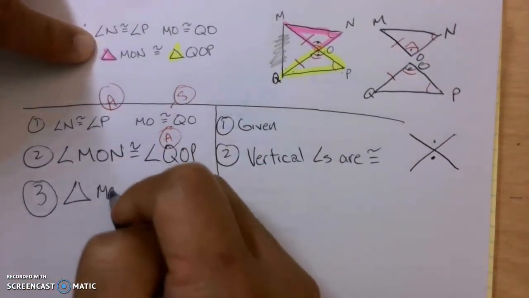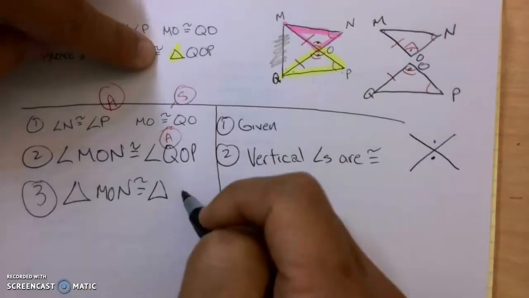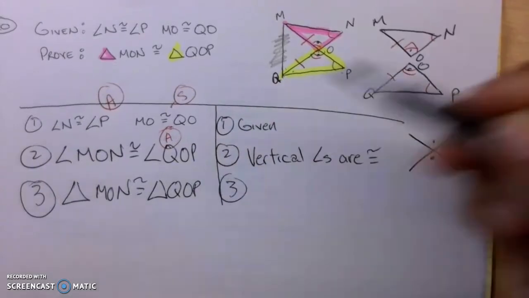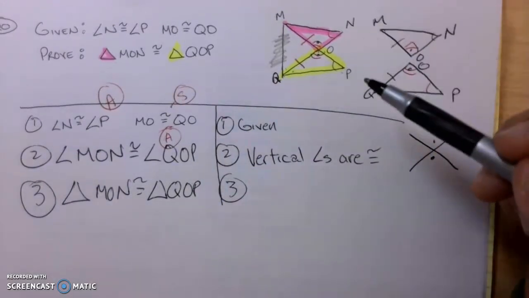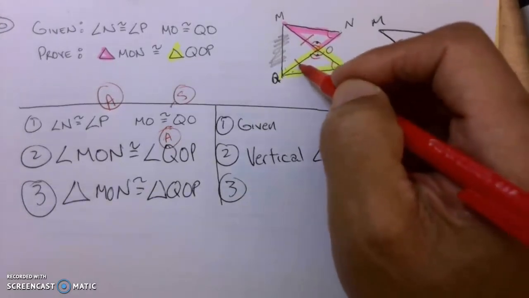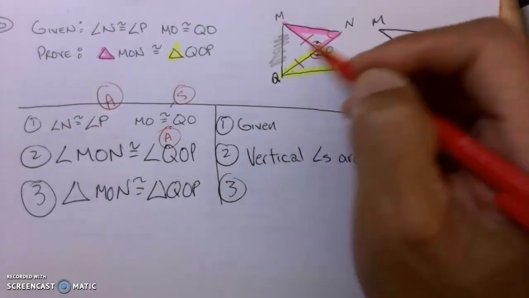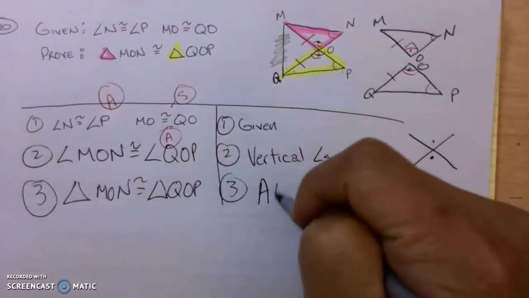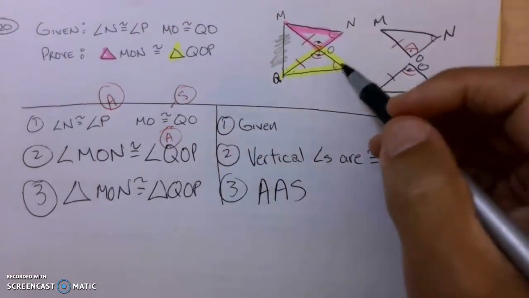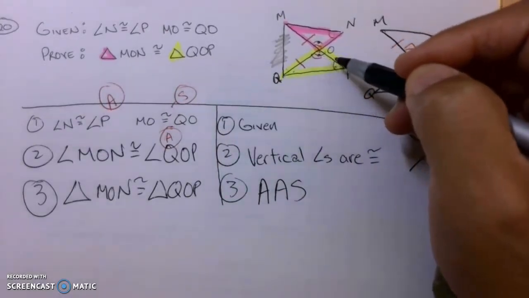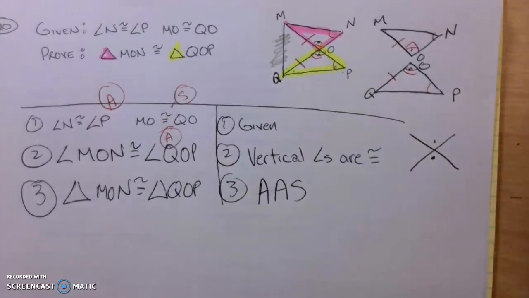Pink triangle MON is congruent to yellow triangle QOP. Let's look at the picture now. Don't just say side, side, side, or side, angle, side. Let's look at the picture. Where are the tick marks? There's a tick mark, tick mark, tick mark. Angle, angle, side. Angle, angle, side. So this again is angle, angle, side. Don't put the S in the middle. If there was a tick mark here between the two congruent angles, then it would be angle, side, angle. But that's not what this is showing.